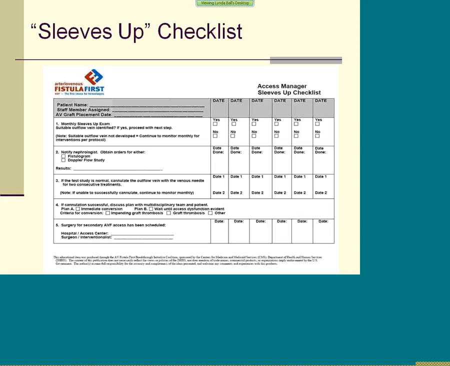So you can put, well, if it drops or if they've had 3 interventions on the access, we're going to consider that. Now it's time to schedule the surgery. So it might take a month or so to get that surgery scheduled. Then the next step, number 5, surgery for secondary AVF access has been scheduled. So you want to put down where they're going to go for their surgery and who's going to be performing it. And then there's a place to put the date in.